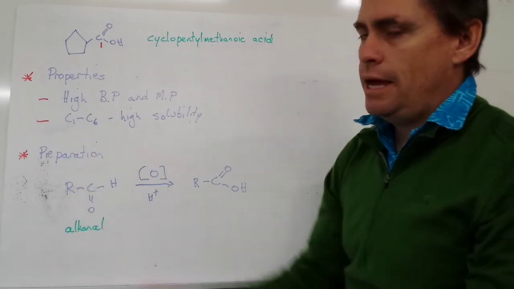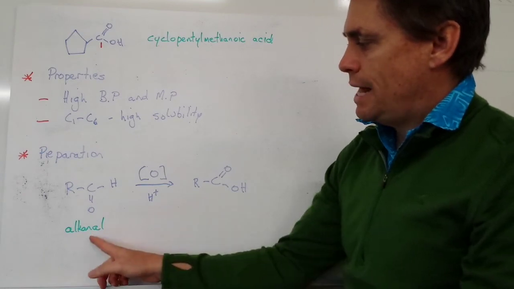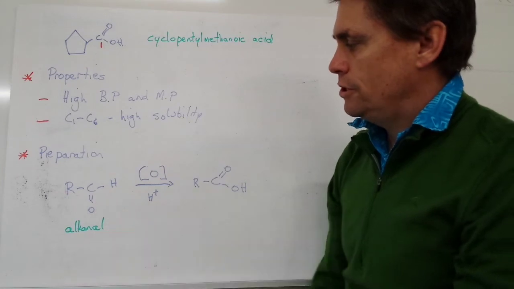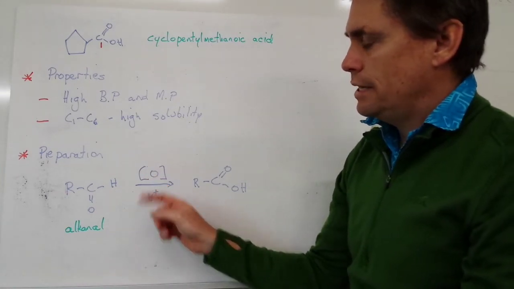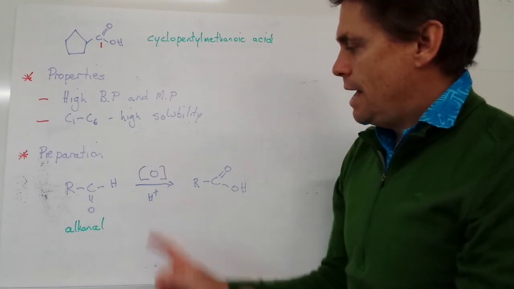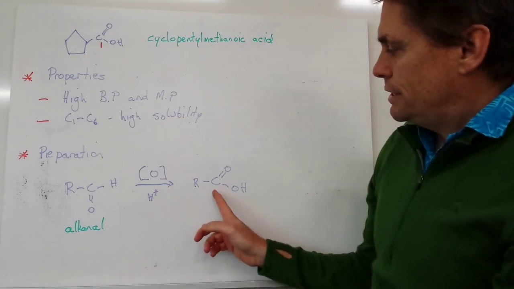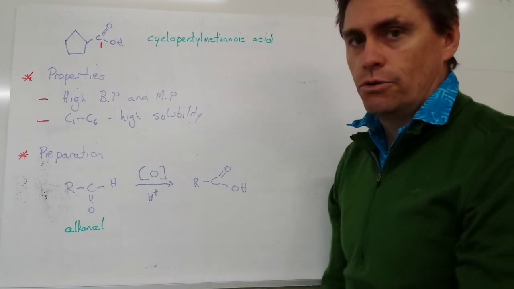So how do we prepare an alkanoic acid? We start with an alkanal. So we've got the terminal double bonded oxygen here. We put it into a solution containing an oxidizing agent. We could use the chromate ion, we could use the permanganate ion, and this is acidified. And from there, we'll produce the alkanoic acid group, the COOH group that we know.